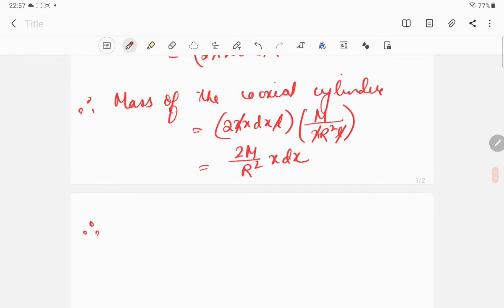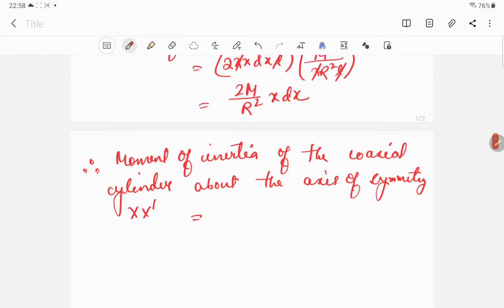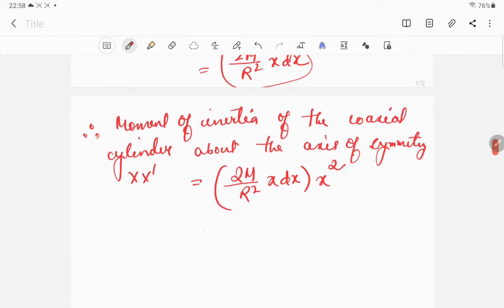Similarly, the moment of inertia of the cylinder about the axis of symmetry x prime is equal to, as we have already discussed in the previous video, mass into distance square. Distance means the distance of that element from the axis of rotation. The mass we have already obtained is 2M by R square x dx, and the distance square is x square. So we now have 2M by R square x cube dx.